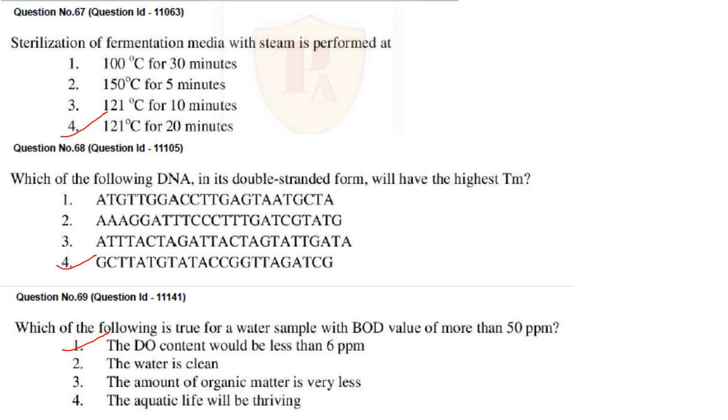Then next one. Which of the following is true for a water sample with a BOD value of more than 50 ppm? The dissolved oxygen content would be less than 6 ppm. That itself is the answer. The water is clean: the more the value of BOD, the more organic matter in the water and the water is heavily polluted, so water is clean is not correct. The amount of organic matter is very less: it is more. The aquatic life will be thriving: aquatic life will not be thriving because it is heavily polluted. So the answer here is option 1.